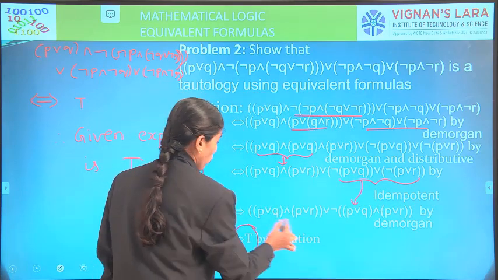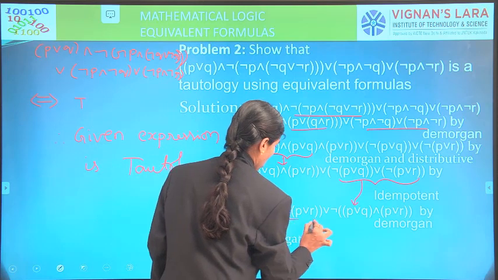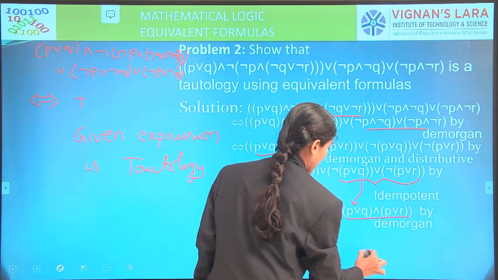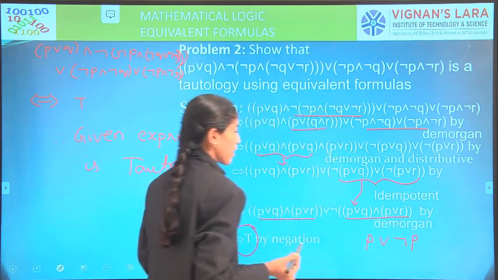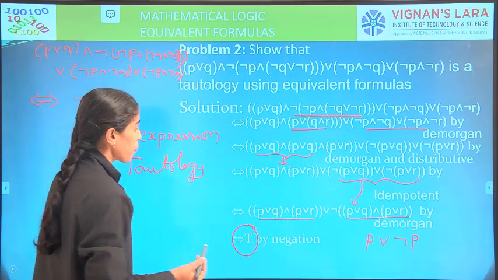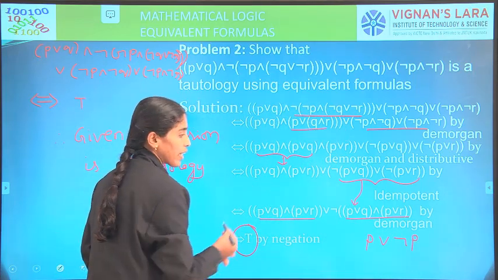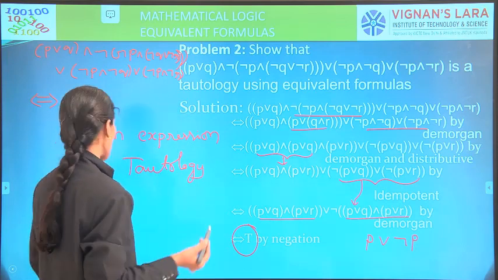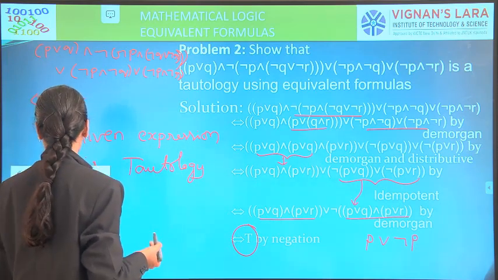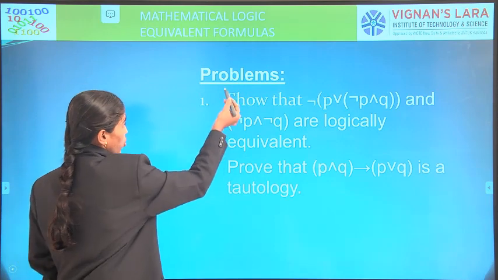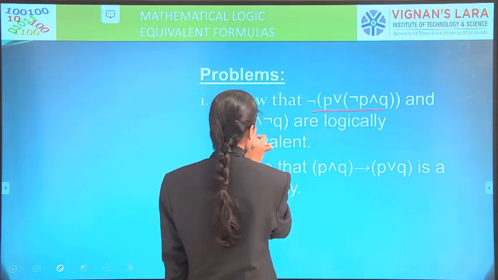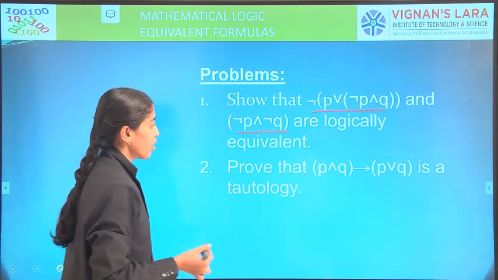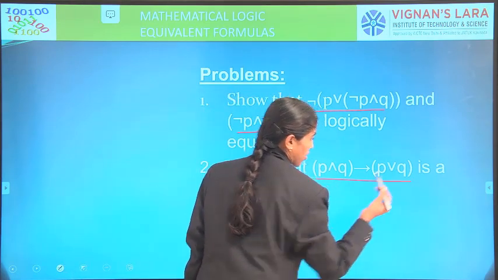Finally, the same variable is repeated twice, but before the symbol is negation. P or negation P value is true by negation law. Therefore, the given expression is a tautology. Right. Next, you need to prove that these two problems, the first one, these two are logically equivalent. The second one is a tautology.